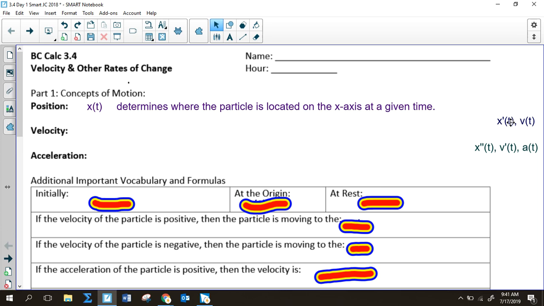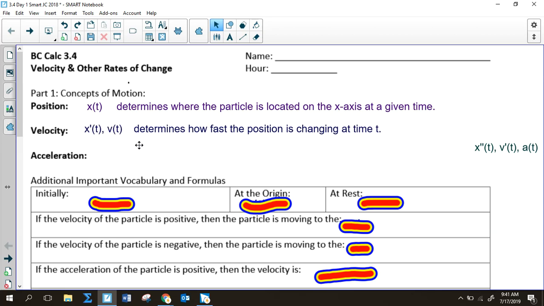Then we have velocity, and so velocity is written either as x prime of t, so the derivative of x, or it has its own way of writing it as v of t. And velocity then determines how fast the position is changing at a certain time, sometimes called instantaneous velocity. So you'll want to know, is it changing its position quickly, slowly? What direction is it moving? All of these things velocity will tell you.